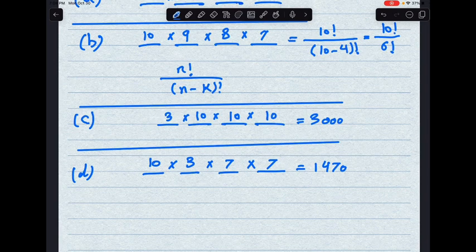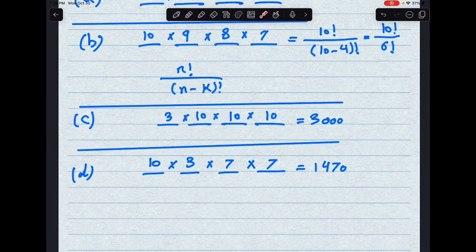Part D of the question says we're going to count the number of 4-letter words. The first letter has no restriction, so we have 10 choices. The second one should be a vowel, so 3 choices. And for the third and the fourth, we have 7 and 7, because they must be consonants. The places of the vowel and consonants in these words have been specified. We know the second letter is a vowel, and the third and the fourth are consonants.